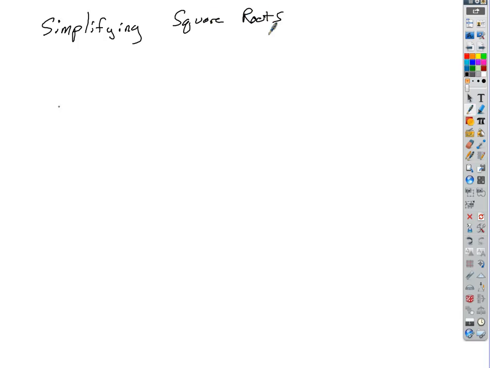So what if I've got something like, for example, the square root of 50? Now, our goal when we're simplifying radicals, our only goal, is to get as much of the number as possible outside of the radical. So we want to end up with the smallest amount of stuff stuck inside the radical, right? Well, how do we do that? Okay, we're going to take advantage of something.